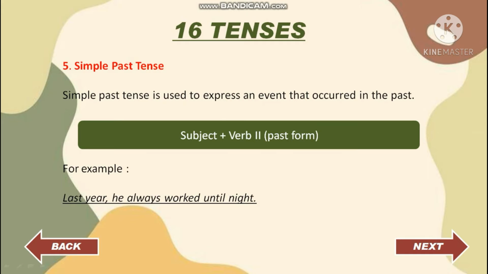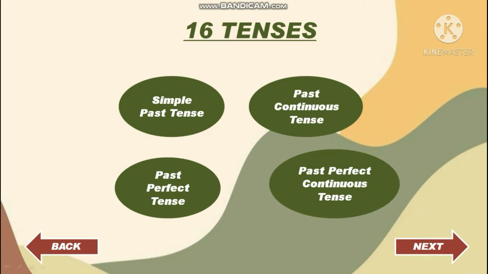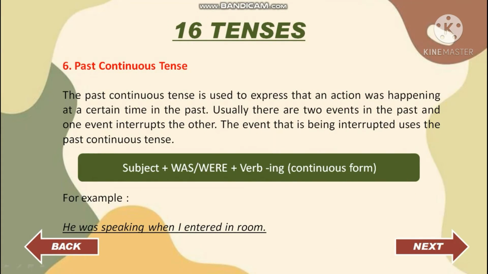Okay, the next is past continuous tense. Past continuous tense is used to express that an action was happening at a certain time in the past. Usually there are two events in the past and one event interrupts the other. The event that is being interrupted uses the past continuous tense. And the example is, he was speaking when I entered the room.